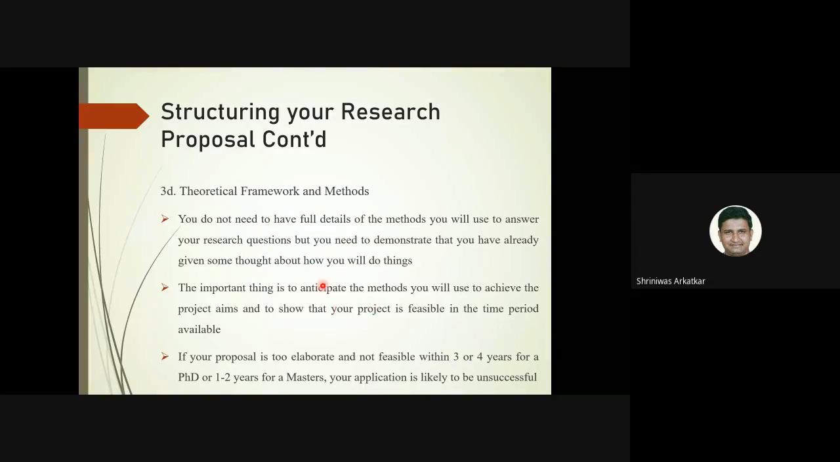It should not be that the project is going to end after a much longer time. If you do it that way, then it is not going to be good. If your proposal is too elaborate and not feasible within 3 to 4 years for a PhD, or maybe 1 or 2 years for masters, then your application is likely to be unsuccessful. You should keep this in mind, and prepare your proposal from that point of view.